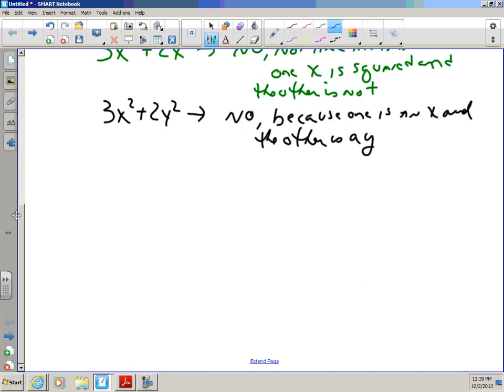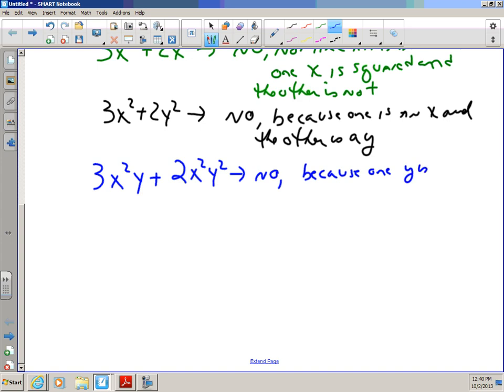Going to a third example, 3x squared y plus 2x squared y squared. Again, it's no, because even though they both have x and y, even though the x squareds match up, the y parts do not. No, because one y is squared and the other isn't.